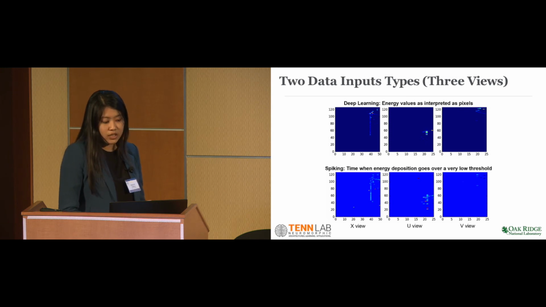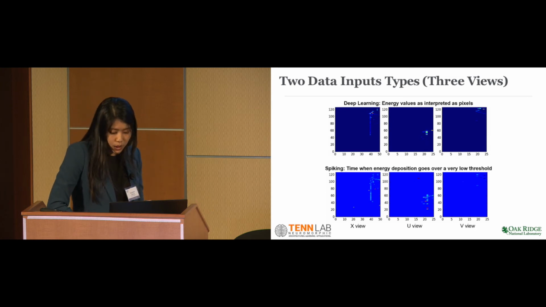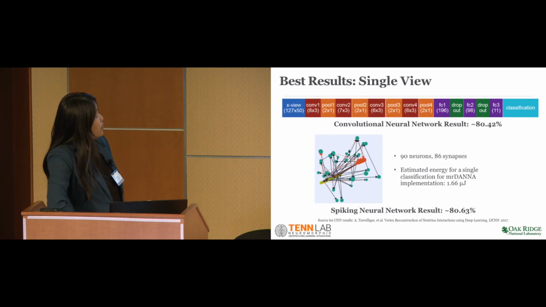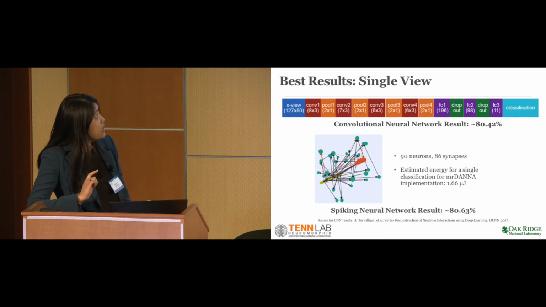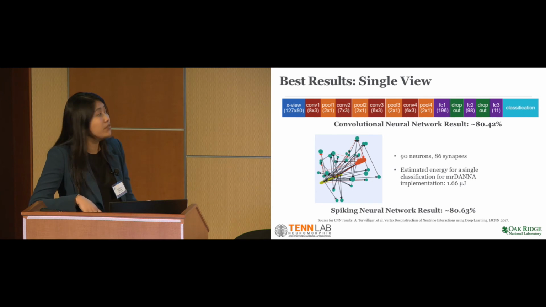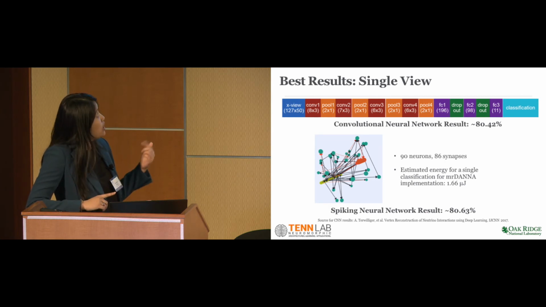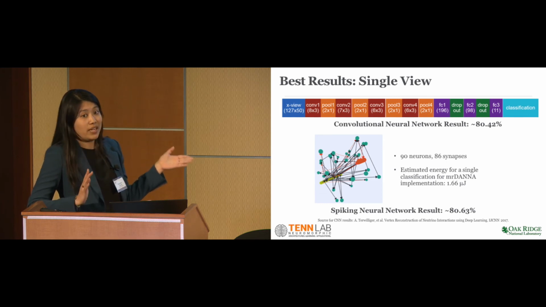Okay, we have got the data inputs, we have got the application. Now I'm going to show the results that we have got from our simulation for both the deep learning approach and the spiking recurrent neural network. The best results we obtained for our X view are very comparable: for the convolutional neural network we got around 80.42%, whereas for the spiking neural network we got 80.63%. So it's really comparable. But the interesting thing to note here is that the sizes of the networks are radically different.